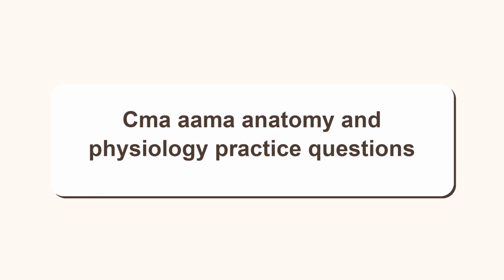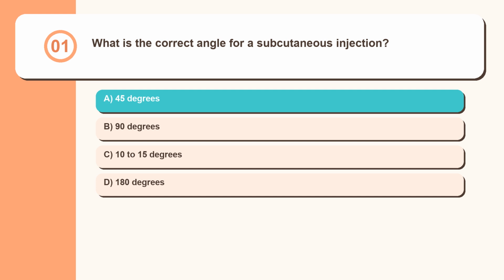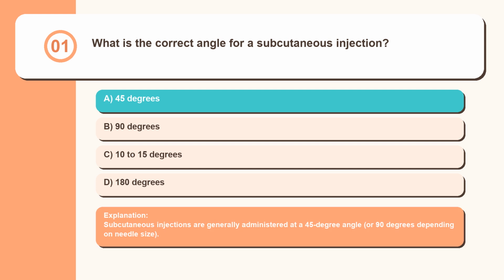CMA AAMA Anatomy and Physiology Practice Questions. Question 1. What is the correct angle for a subcutaneous injection? 45 degrees, 90 degrees, 10 to 15 degrees, 180 degrees. Subcutaneous injections are generally administered at a 45-degree angle, or 90 degrees depending on needle size.